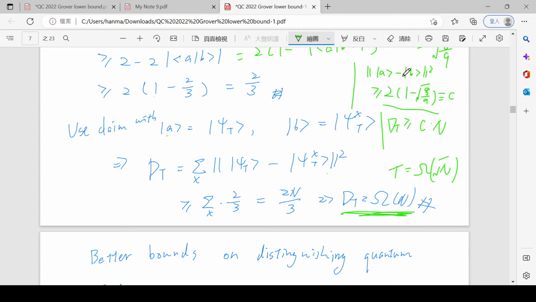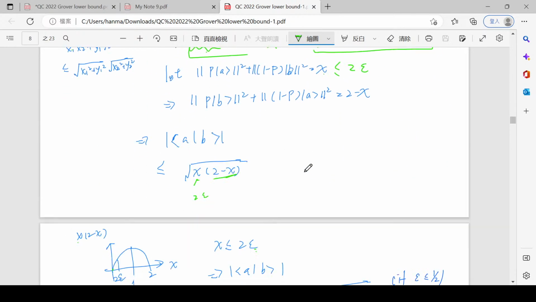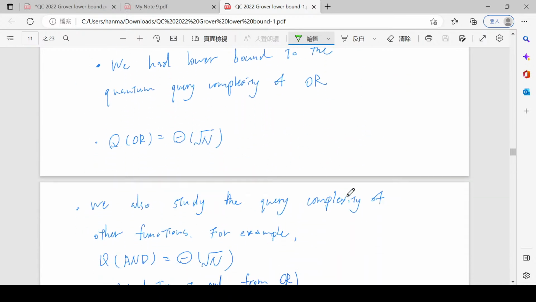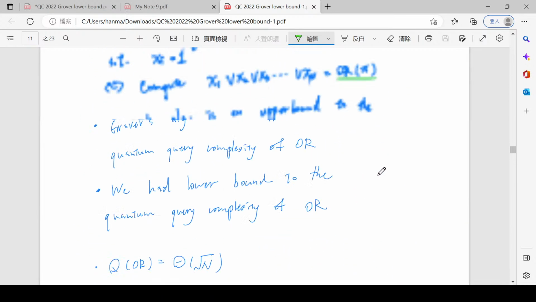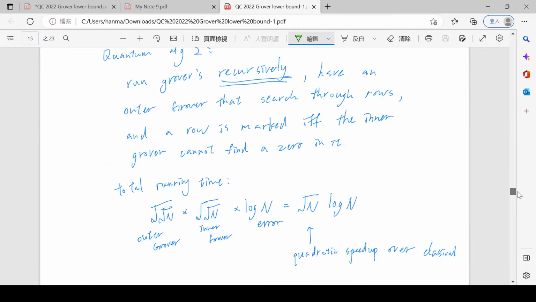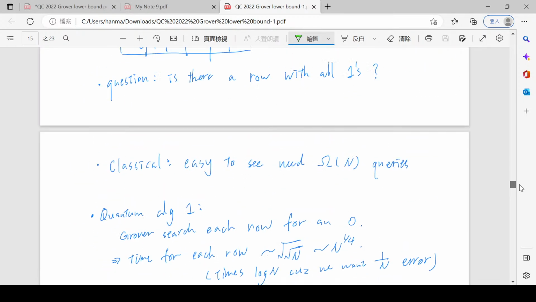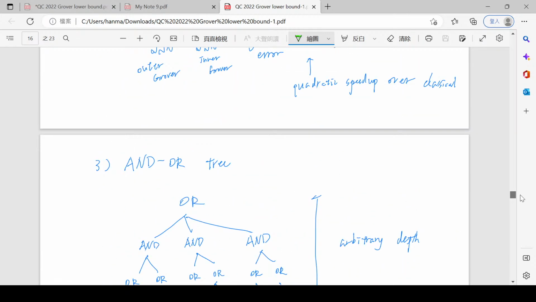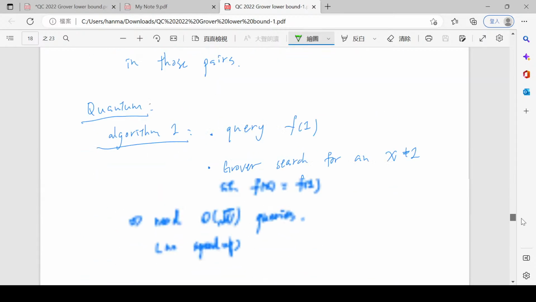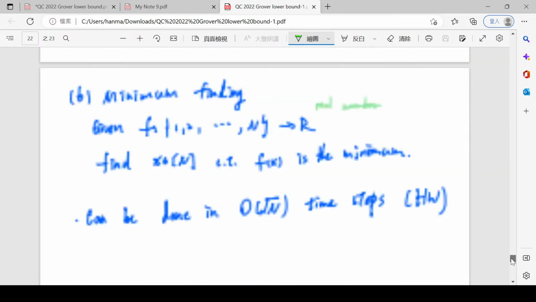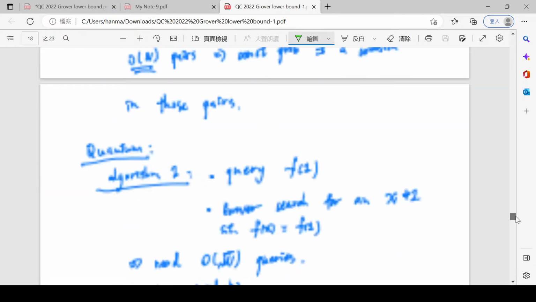And next time we have some extra things to say about the Grover algorithm, and we can say some applications of it. Show how to plug in the Grover algorithm or Grover search into all kinds of different things to construct more interesting algorithms.